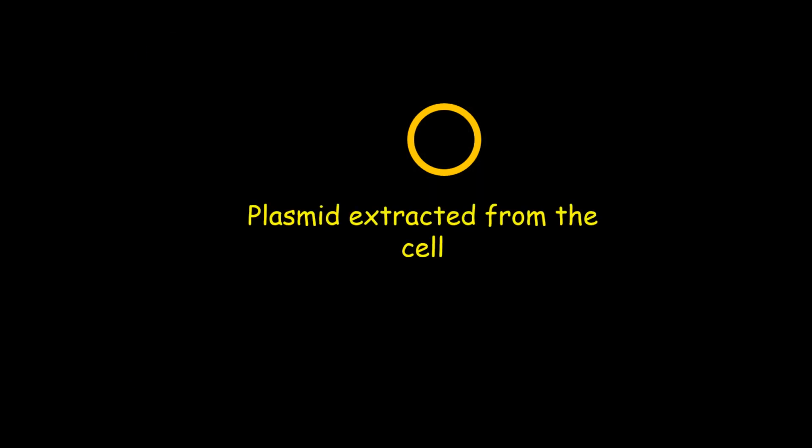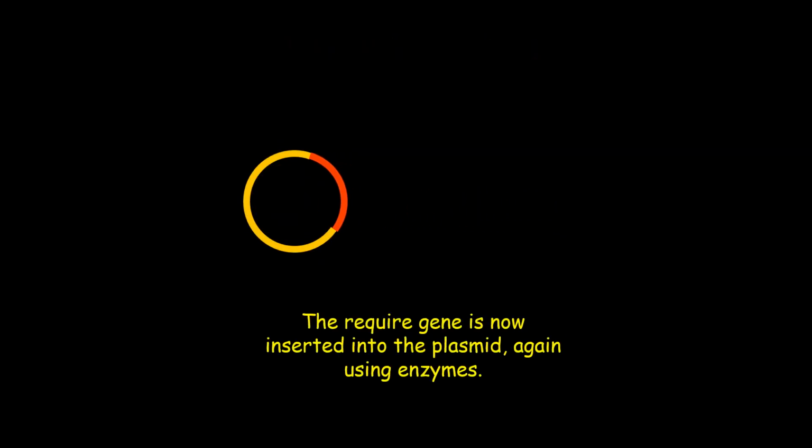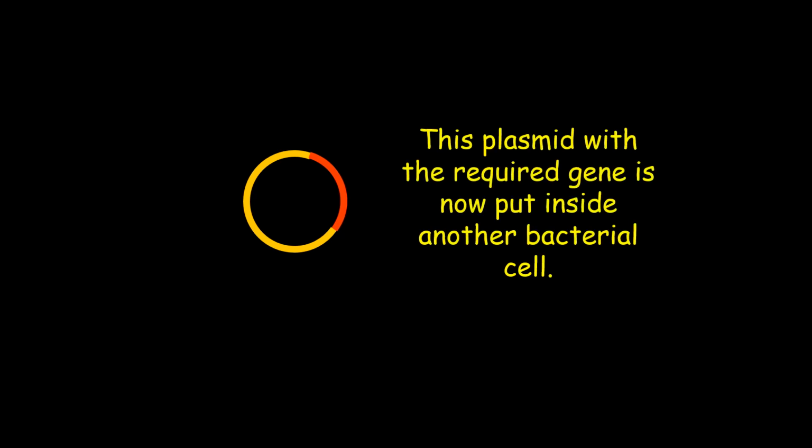The next stage of genetic engineering is that we extract a plasmid from a bacterial cell. Then we cut open the plasmid and insert the gene with different enzymes. So the plasmid is cut open using enzymes, and then the required gene is inserted into the plasmid, again using enzymes, but different enzymes. And then once we've got this desired new plasmid, which has got our new gene inserted, the plasmid with the desired gene is then inserted into a different bacterial cell.